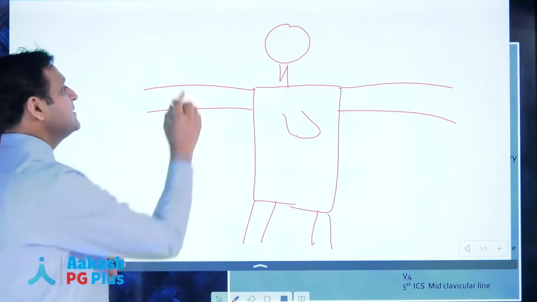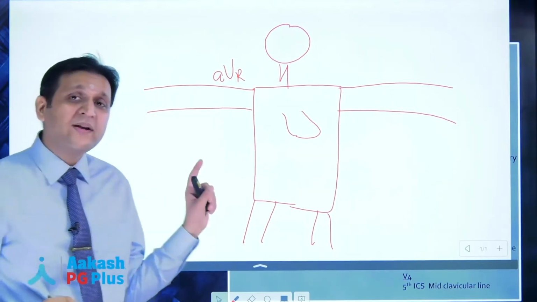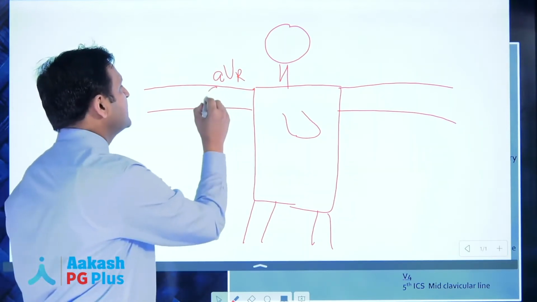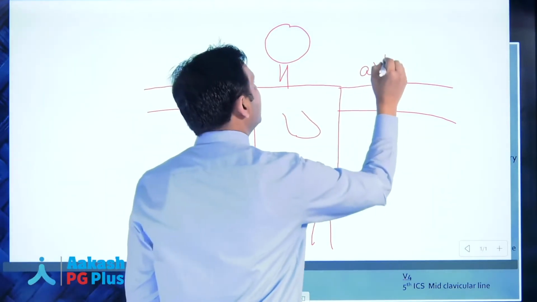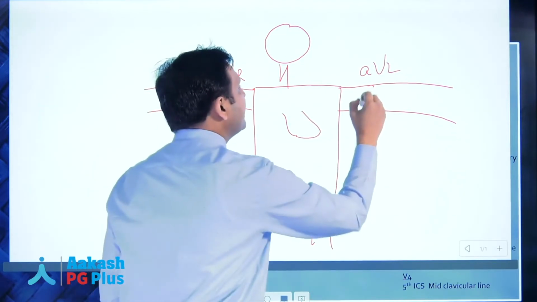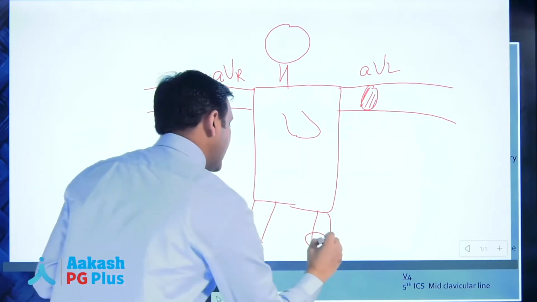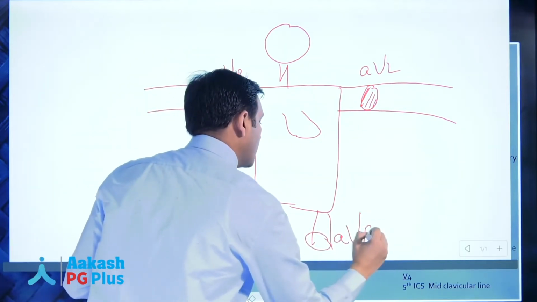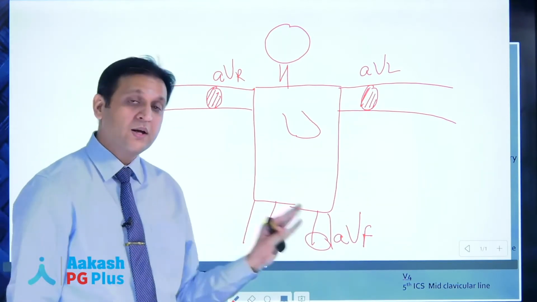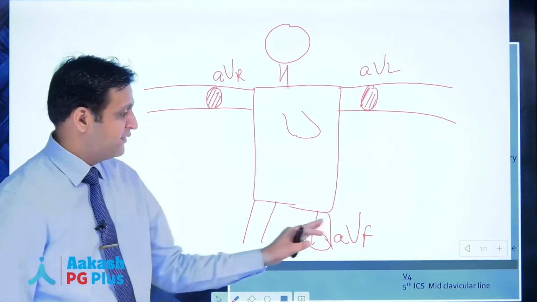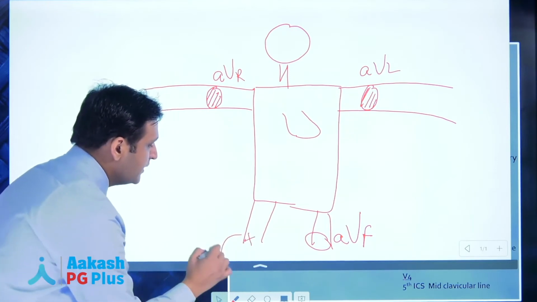Number 1: AVR is augmented voltage right arm. This is applied here. AVL is augmented voltage left arm. This is applied on your left arm. AVF is augmented voltage left foot. Remember this, don't get confused between right and left foot. This can be quizzed in the exam, whether AVF is left foot or right foot. And we also apply an electrode on this, that is for the earthing.